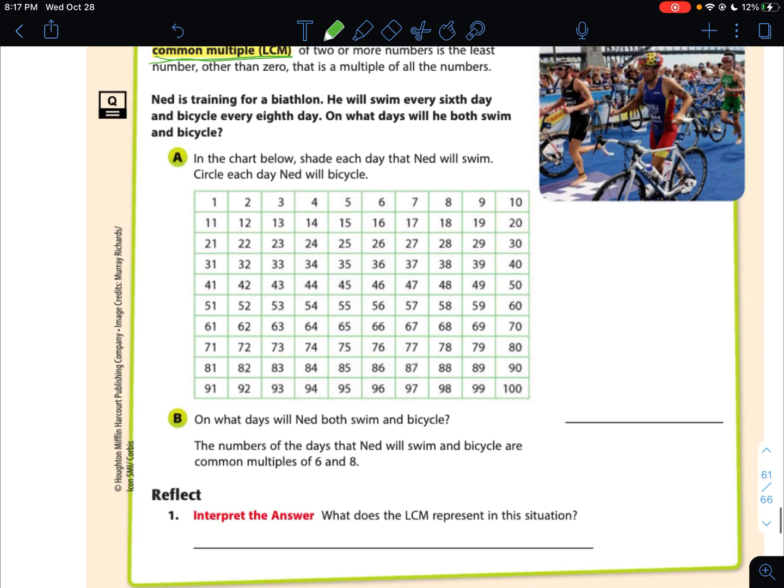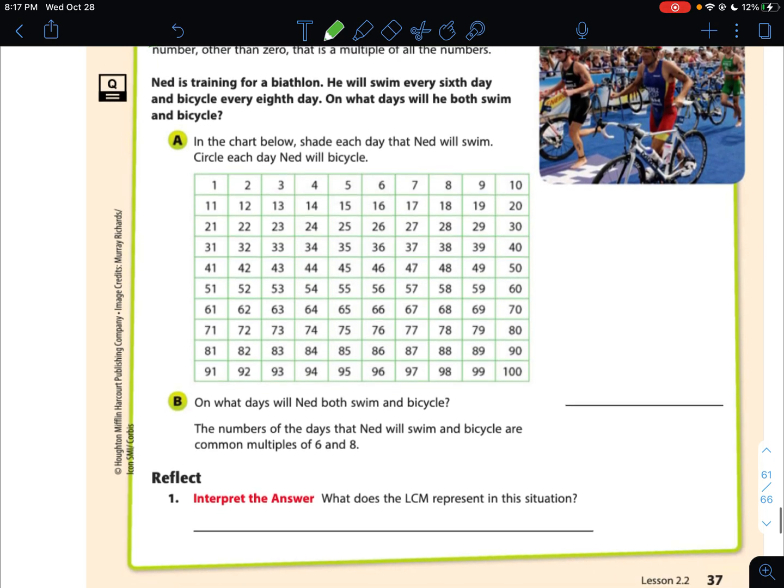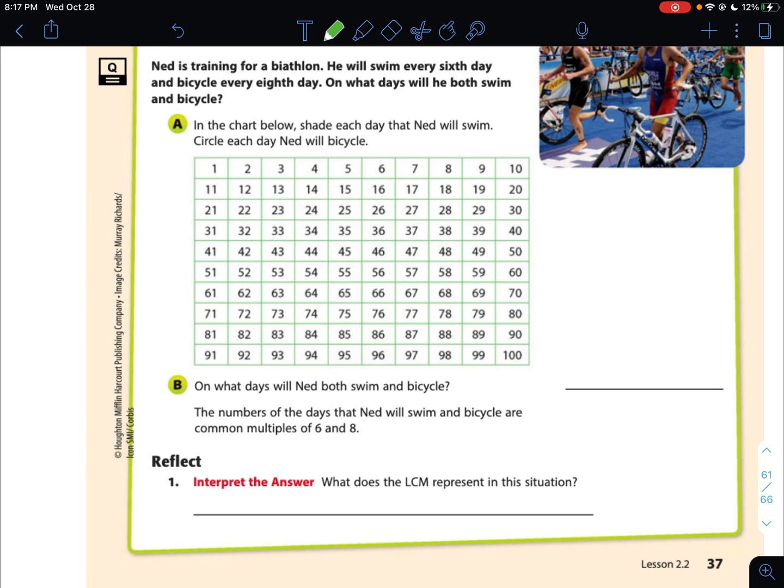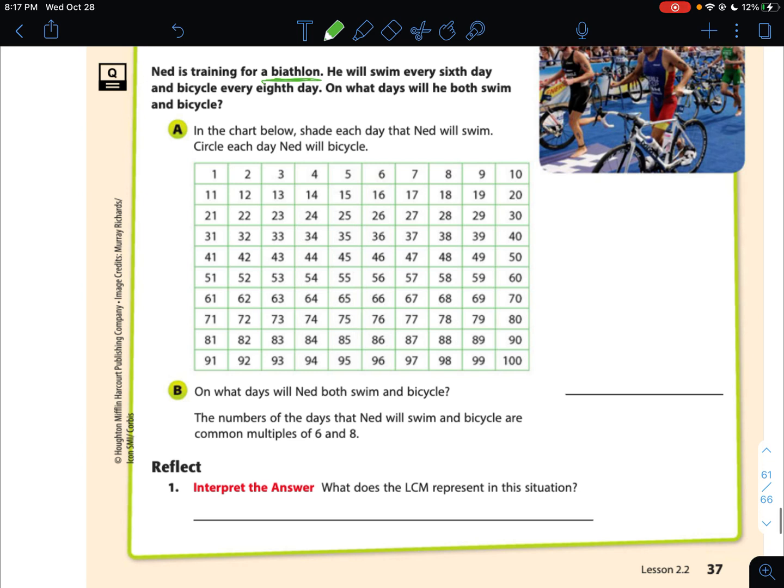Okay, so for your warm-up today, I want you to do this on your own. It says that Ned is training for a biathlon. Bi means two, so a triathlon would be 3 sports. This one just involves swimming and biking. In his training, he swims every 6th day and he bicycles every 8th day. We want to figure out on what days he will end up doing both swimming and biking. You're going to use the chart below to help you figure it out.